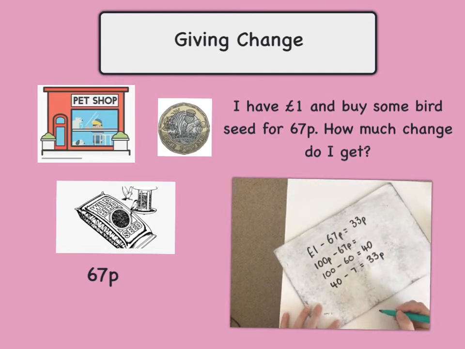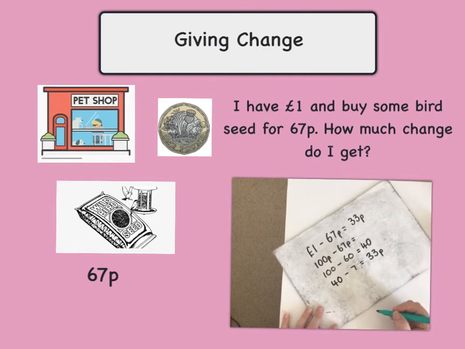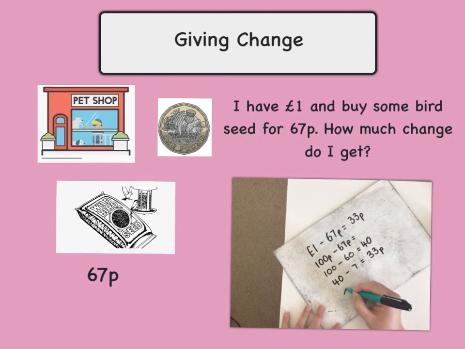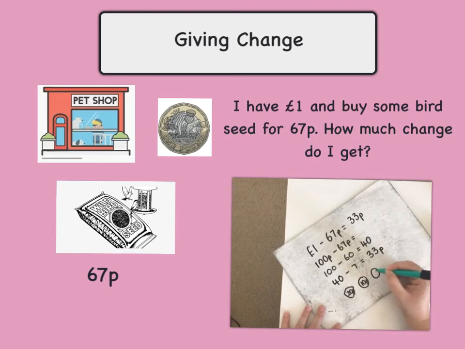As a challenge, you could also draw the coins that a shopkeeper might give you. 33p is quite tricky, so I know I would have, this is a very rough shape for a 20p, and I'd get a 10p, 3p. There isn't a 3p coin. I'm going to have to make 3p, so I could get a 2p and a 1p as change.